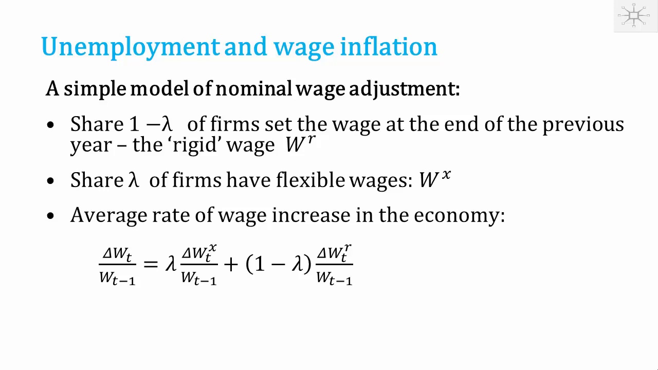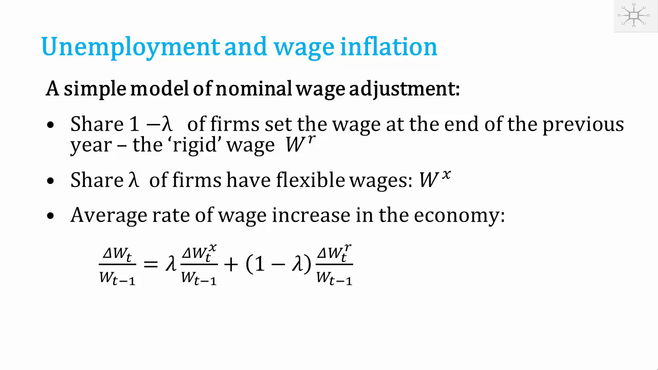We simply assume that a share 1 minus lambda of the firms set the wage at the end of the previous year for the coming year. We denote the wage that those firms set the rigid wage, WR. So the period is a year, and these firms set the wage the year before.